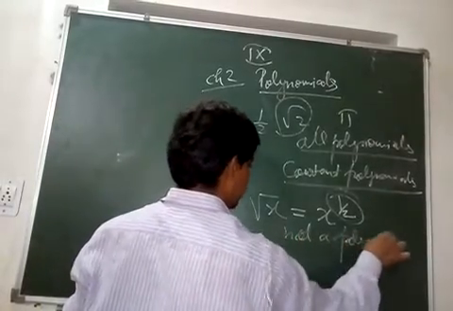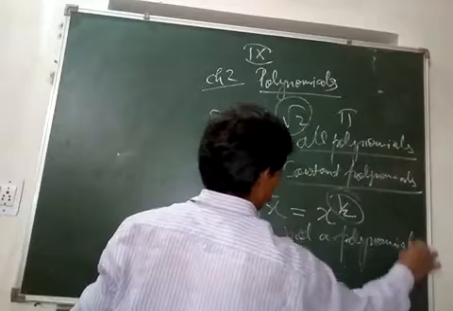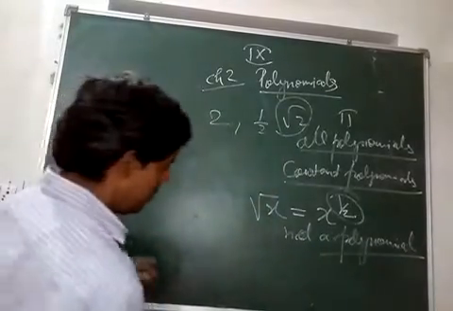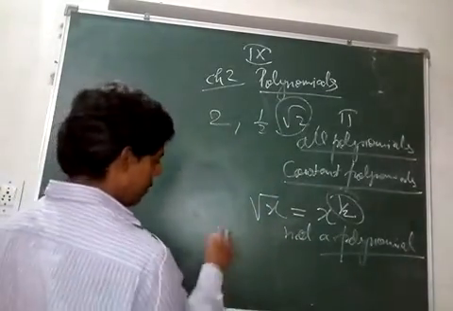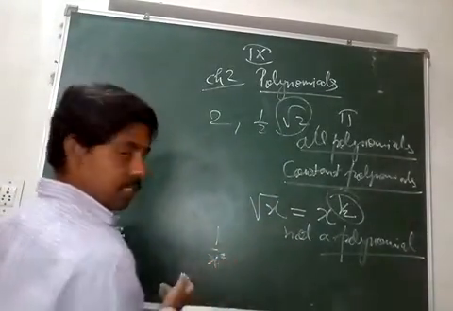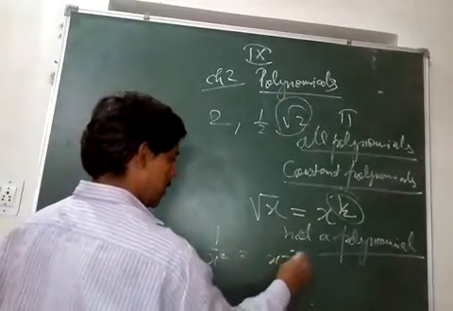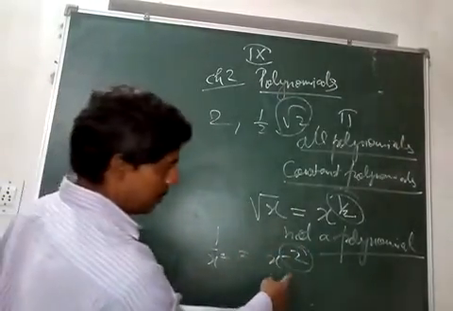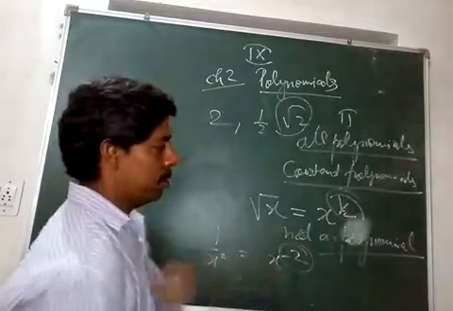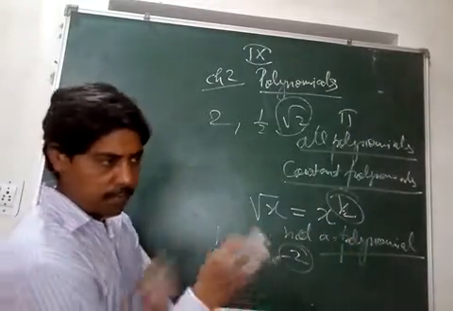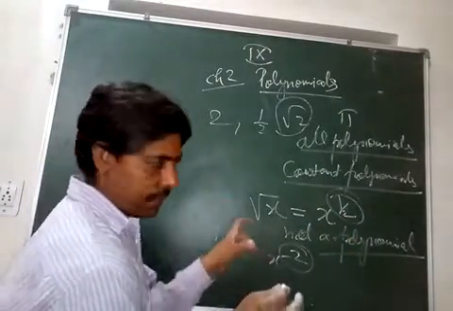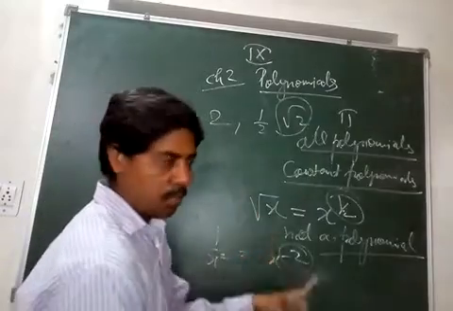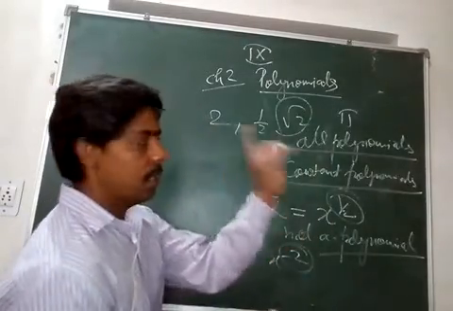X to the power half is not a polynomial. Okay, so similarly you can do a lot of questions like this. 1 upon x square, is it a polynomial? No, because x to the power minus 2 is negative. So you cannot have a negative power, you cannot have a fraction power. The power should be positive, 0, and it should be an integer, then only it is a polynomial.